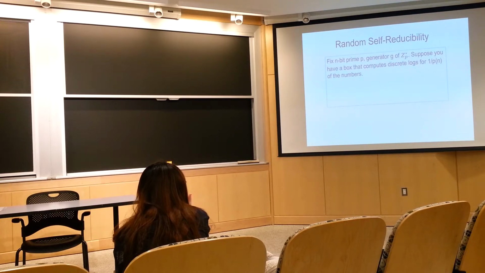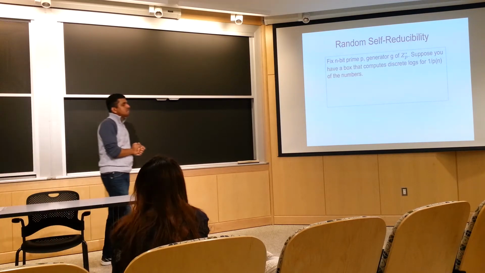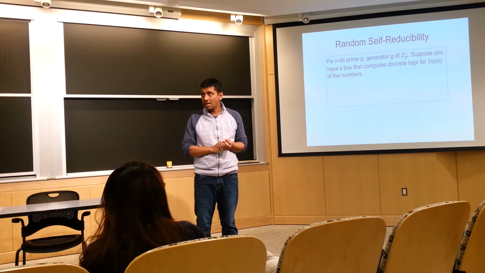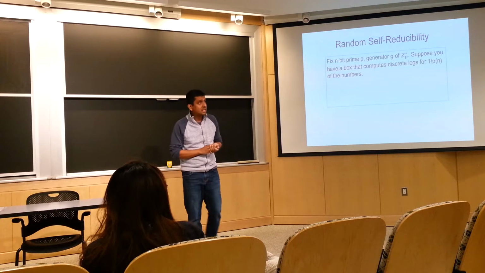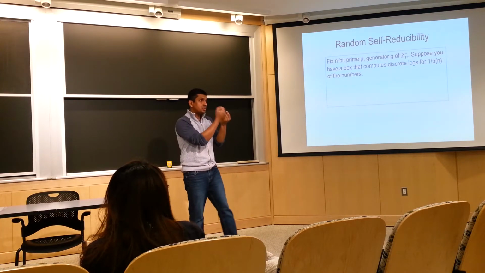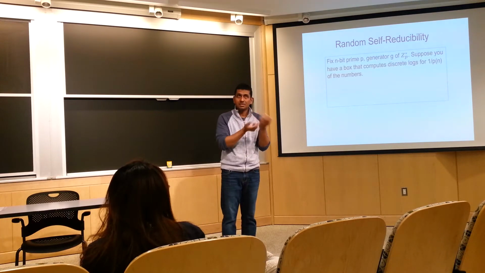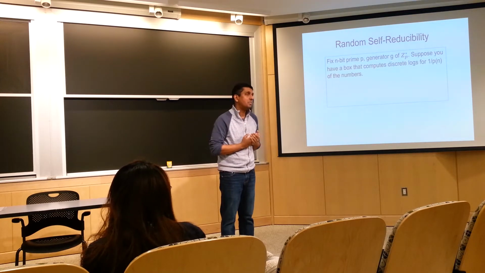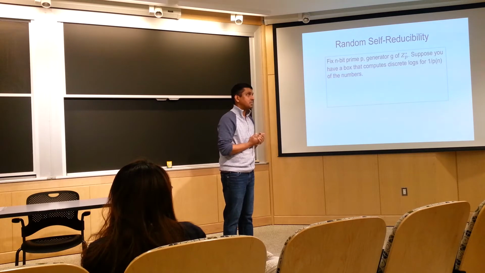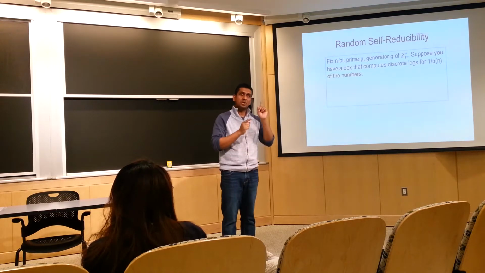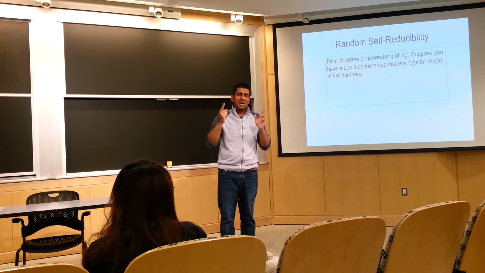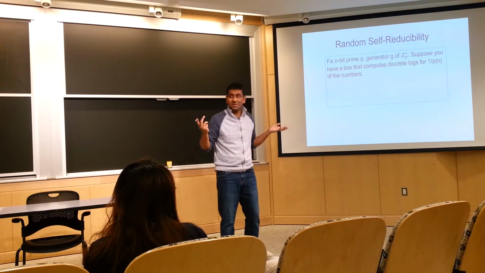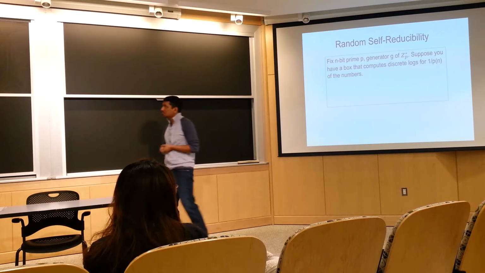Random self-reducibility. So what does that mean? Let's say, we saw the discrete log function in the last class. This is a function that takes a prime p and a generator g of Zp star, the multiplicative group of numbers mod p which are relatively prime to p. So this is Zp star: the numbers 1, 2, 3 up to p minus 1. Each of these numbers is relatively prime to p because p is prime. Right? So that's Zp star.